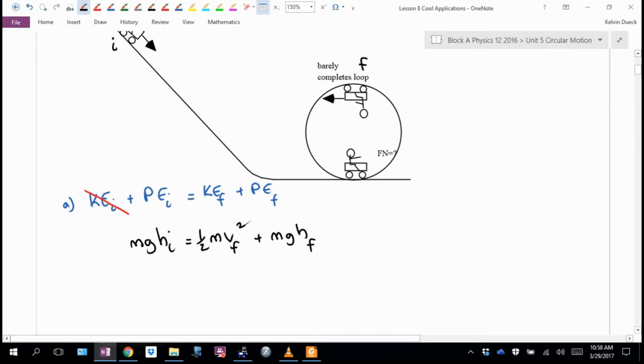Okay. And I know V final at the top can't be 0, because if you came to a stop right there, you'd crash and die. Like, I've seen loops, the coaster's still moving.